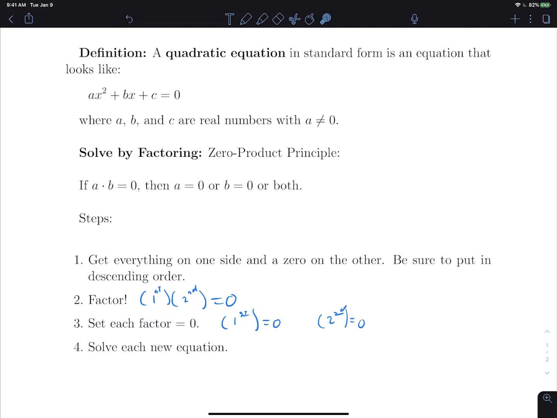Now, the problem with this, the reason we don't just stick with factoring trinomials is because, frankly, not every quadratic equation can be solved by factoring, only certain ones.